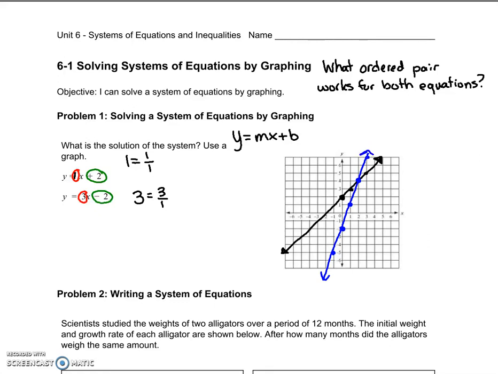So my answer, my solution, is where they meet up. Where do they cross? So they cross at this point right here. So if we look at that point, that's point 2, 4. So my solution is 2, 4. So that works for both those equations.